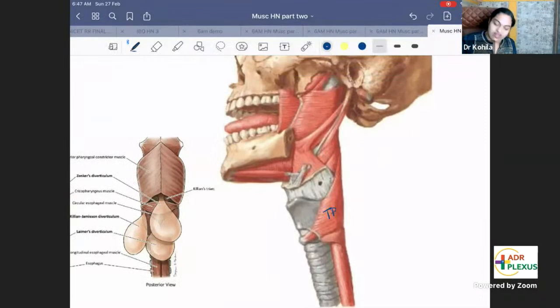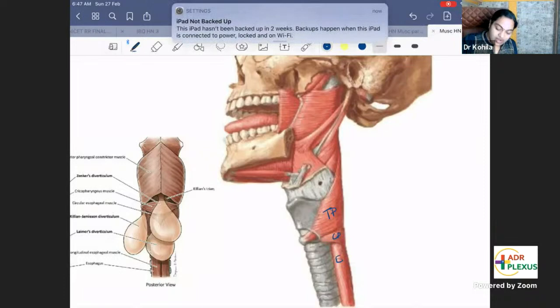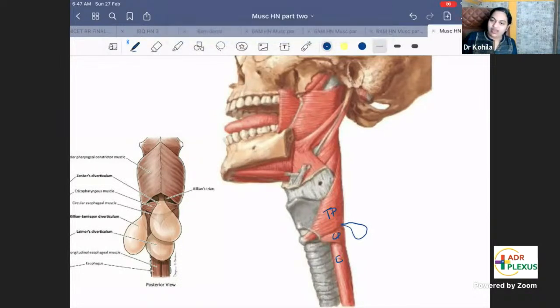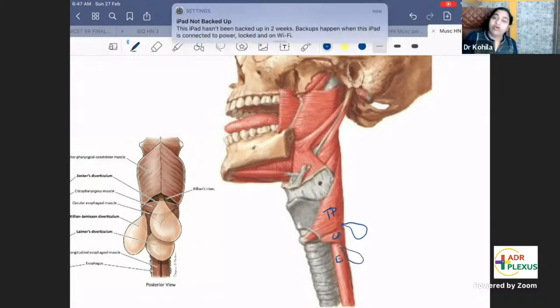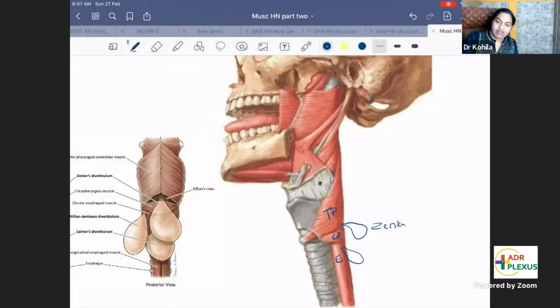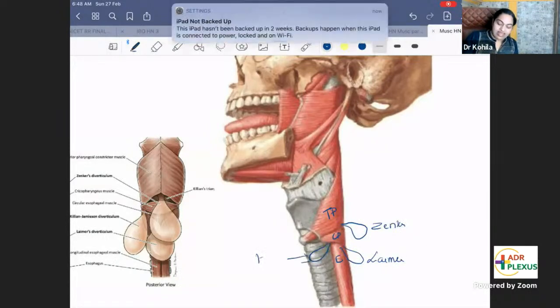Either thyrohyoid, cricoarytenoid, esophagus. If I put a mucus diverticulum here, what will you label it as? Yes, come on. Zenkers, okay. This one below the cricoarytenoid, what will you label it as? Either Zenker, yes, Dr. Kavya, lemur. If I put a mucus diverticulum here, I will call it Killian Jameson. Fine.